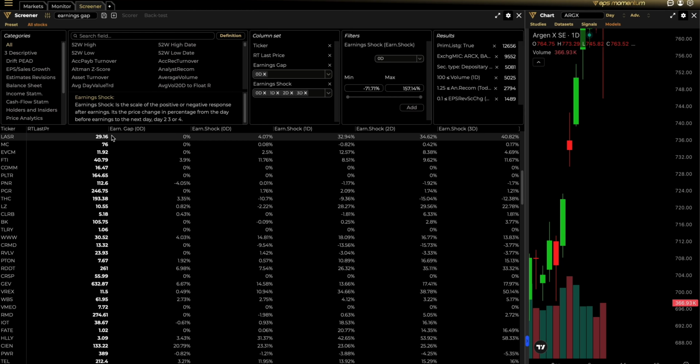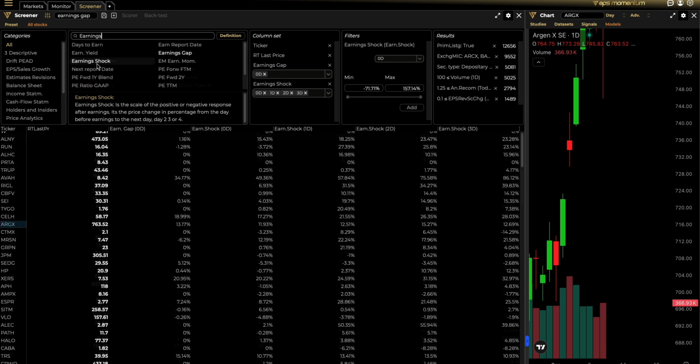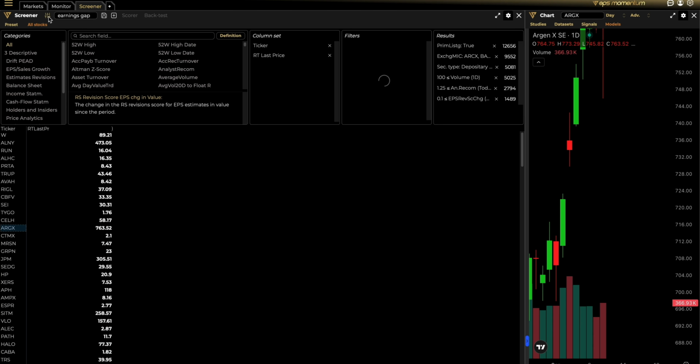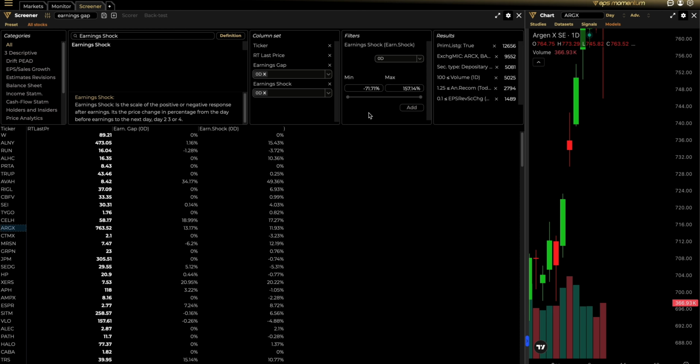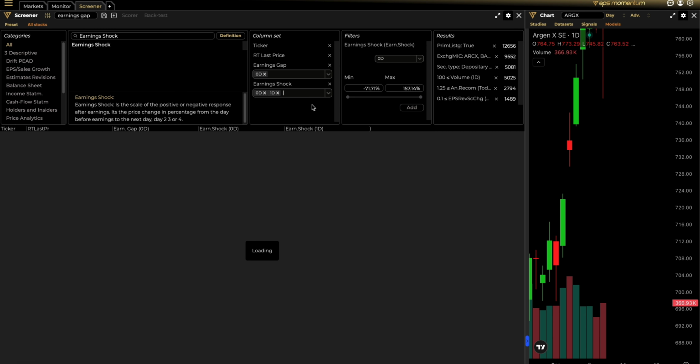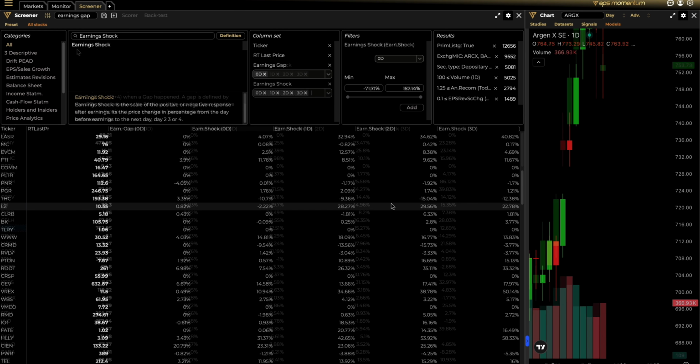Today, let's talk about earnings gap and earnings shocks. These two metrics help us understand how the market reacts right after a company reports earnings. First, let's add the fields. Click here to add earnings gap, and now let's also add earnings shock. Day 0 is the earnings day, and then day 1, day 2, and day 3.